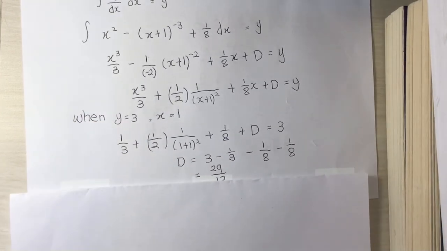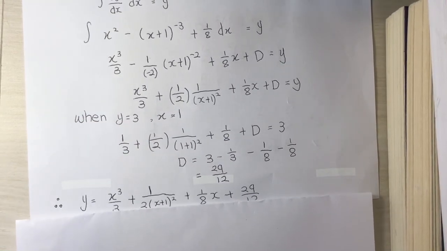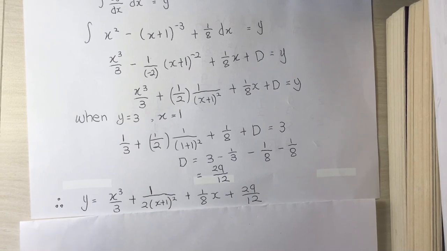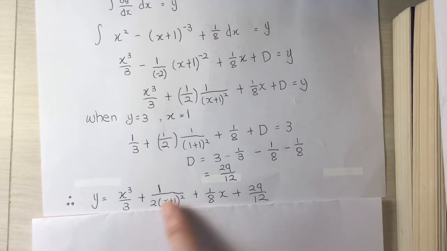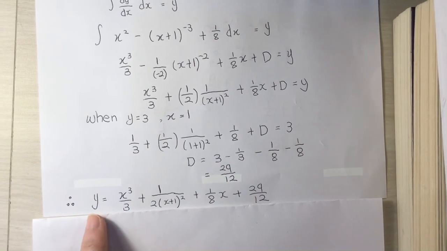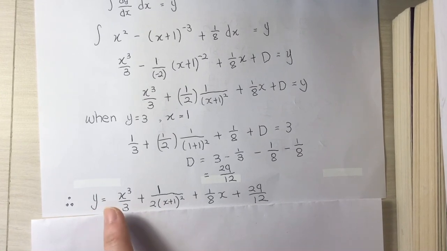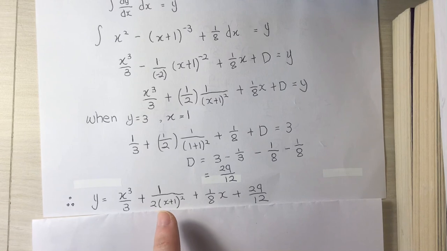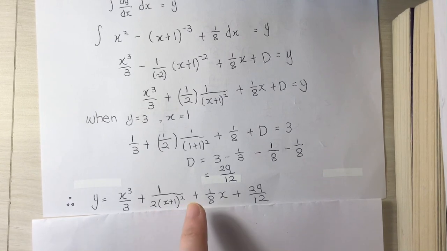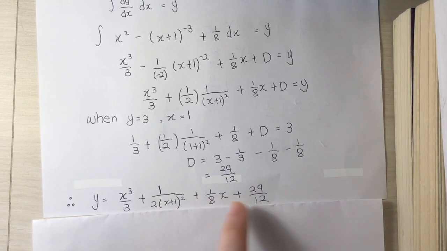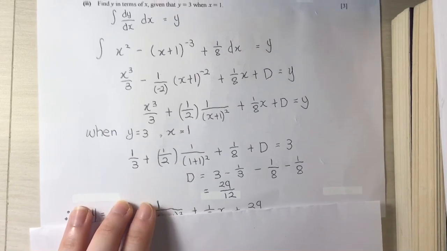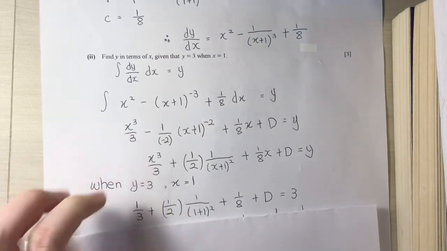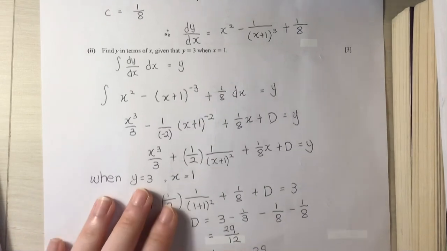As d equals 29 over 12, we rewrite the expression by substituting all the unknowns. So we get y equals x cubed over 3 plus 1 over 2 bracket x plus 1 squared plus 1 over 8x plus 29 over 12. So this is the answer for this question.